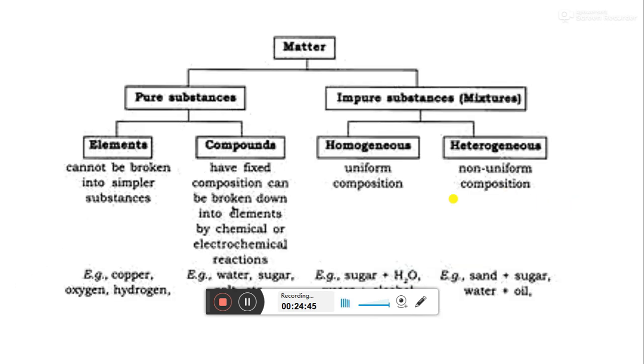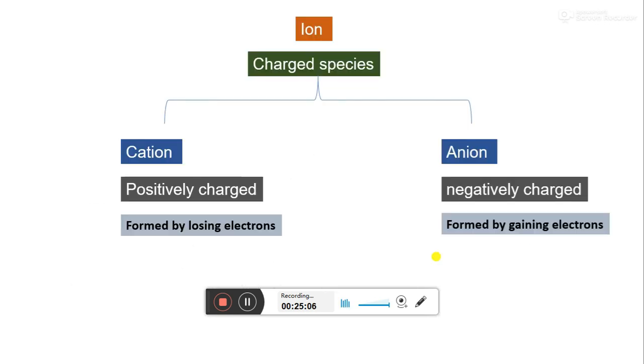Now, if I summarize the lecture above, we have matter. Matter is divided into two kinds of substances, pure and impure. Impure is the mixture. Pure is divided into two parts, elements and compounds, and the examples are there. Mixture is divided into two forms: one is homogeneous, another is heterogeneous, right?